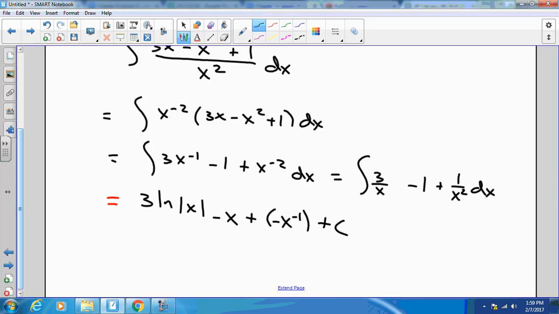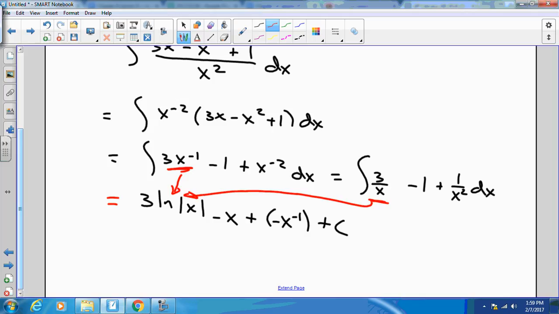Sometimes it's easier to see it if you write 3x to the -1 power as 3 over x. So you want to match these two mentally in your mind to that antiderivative right there so that it makes sense to you.